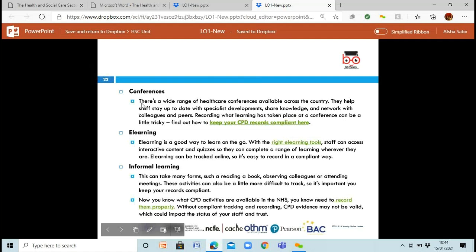There's a couple of other things here. We've got conferences, which face-to-face ones aren't really happening at the moment, obviously, but you can attend them over the internet, which brings us into e-learning, where you're either joining a course online or doing some research. And then you also have informal learning. Like we said, you're observing colleagues, attending meetings, or reading a book. So all of these actually count as continuous professional development.